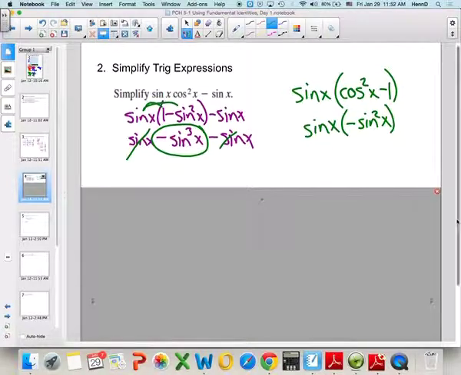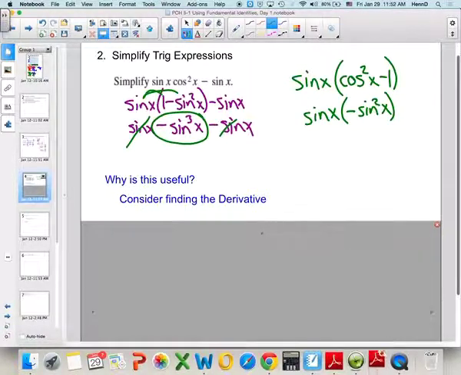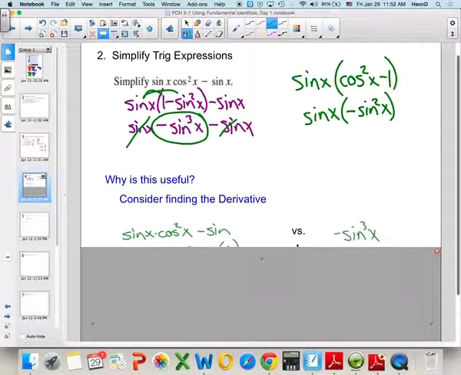Now, a little snapshot of why this could be useful. You're going to see how this is useful in solving equations, but also if you're going on to IBSL, IBHL, AP Calc, or Calc Honors, you're going to do derivatives. I don't expect you to understand what's going on here, but it's going to be obvious which one is easier to work with. If I'm finding the derivative of this original form, I actually have to use something called the product rule and then something called the chain rule and do some other stuff.